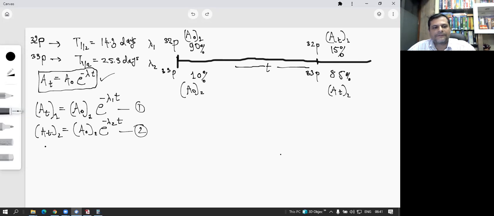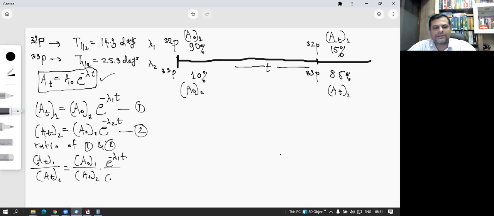So we take the ratio of 1 and 2, and we get A1 upon A2 equal to A naught 1 upon A naught 2 into, now what comes here, look, e raised to minus lambda 1 into t divided by e raised to minus lambda 2 into t.